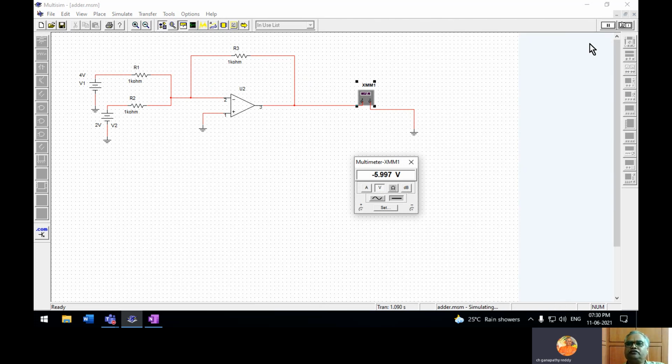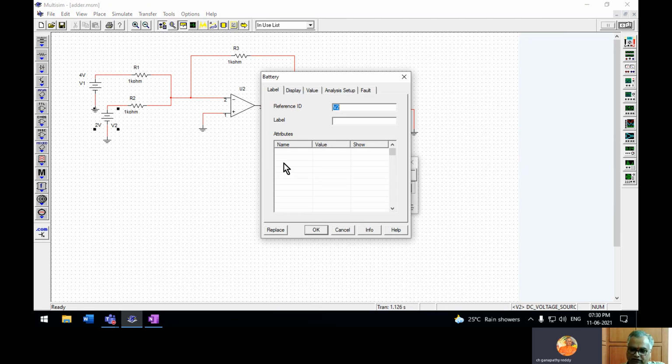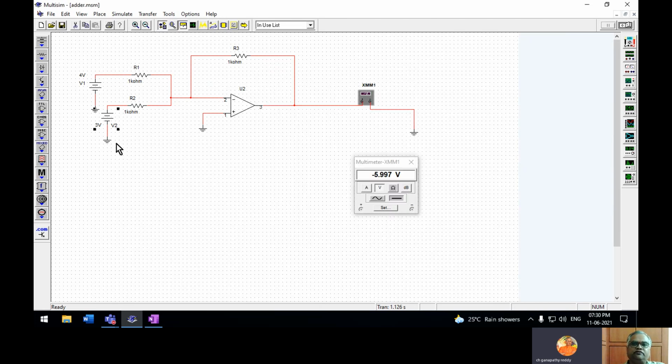If I change this 2 volts into 3, then 3 plus 4, 7 should come. Just check it. Minus 6.99 means 7 only. So it is excellently working like an adder. V1 plus V2 is added, coming as the output.